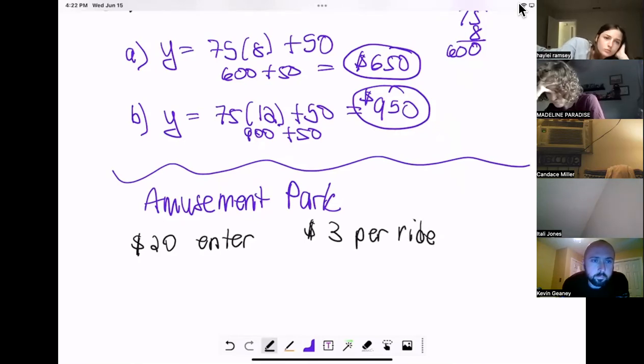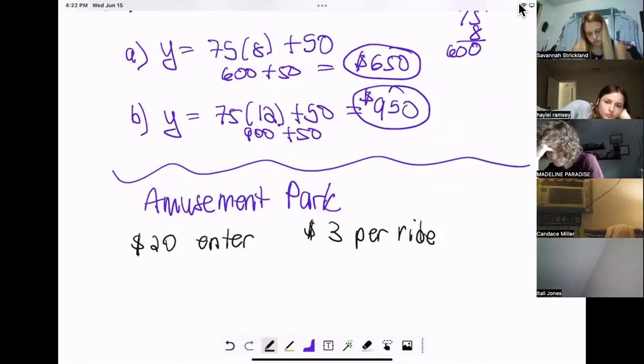Right? So what's going to change? Well, every time you go on a ride, you're going to pay $3. So if I go and I do 20 rides, I'm going to pay more than someone who goes and does 5 rides. So $3 is what's changing every time. Every ride is $3. So y is equal to, so that is my slope.